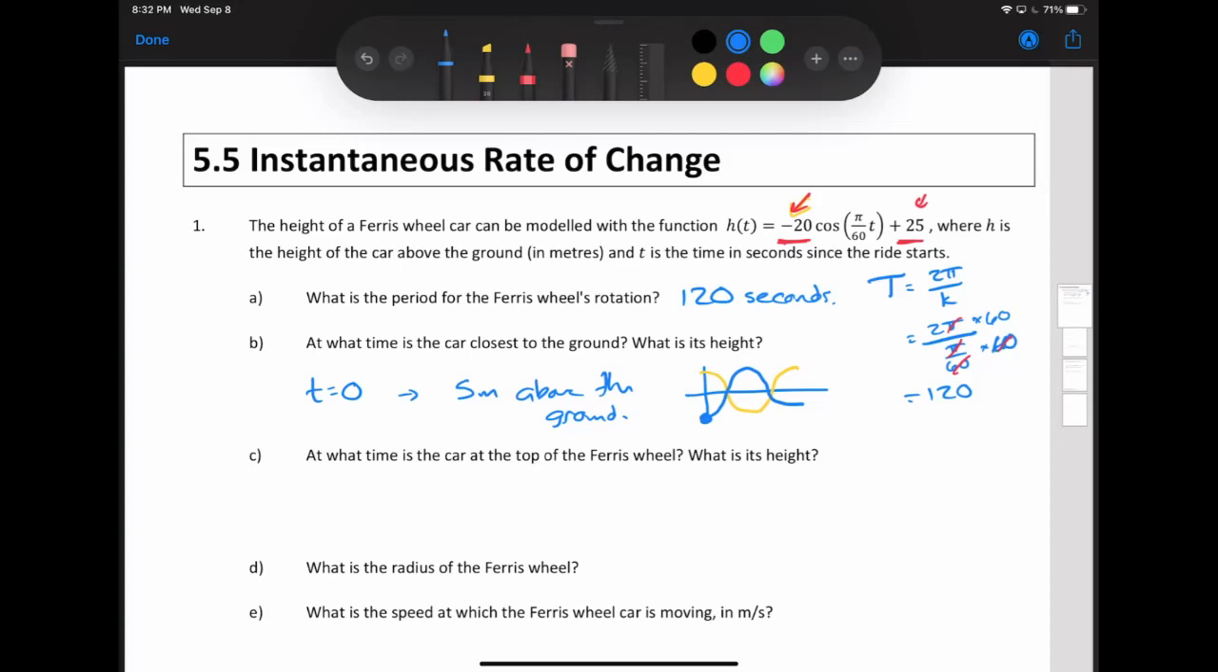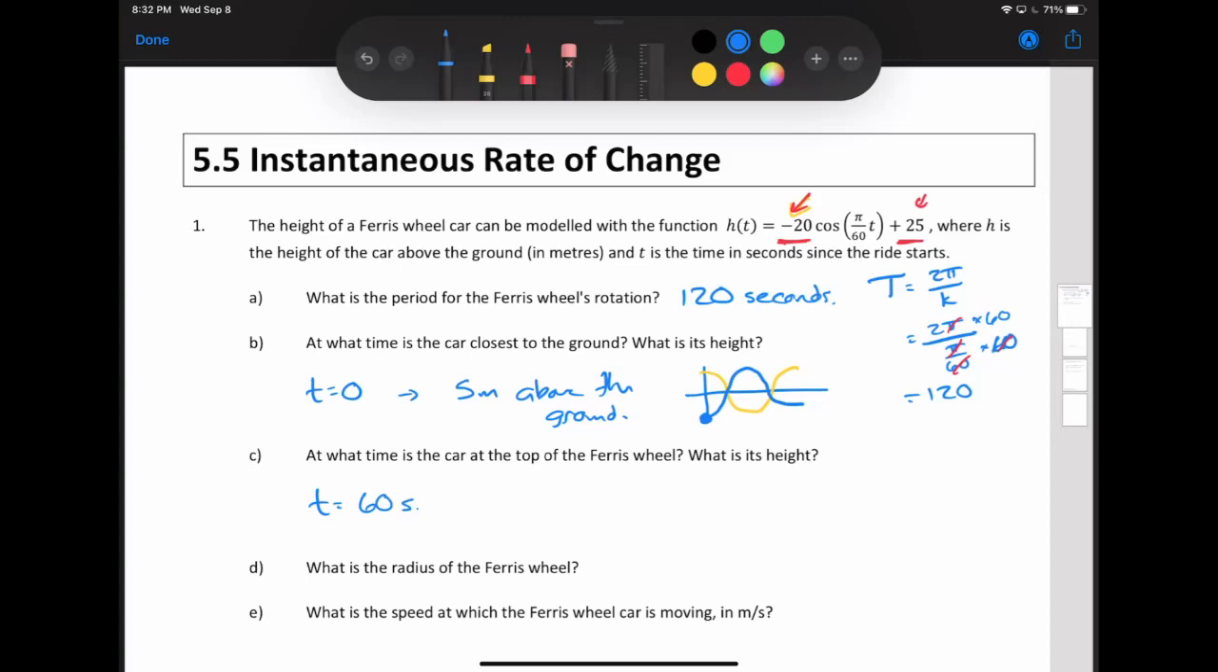There's a whole bunch of ways we could do this, but the easiest ways are usually just to logic your way through it. If it starts off at the bottom at 0 seconds and it takes 120 seconds to go around once, it should take 60 seconds to go around halfway. So basically for the bottom to go to the top.